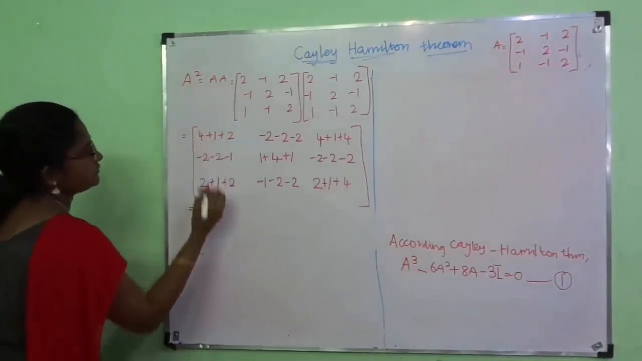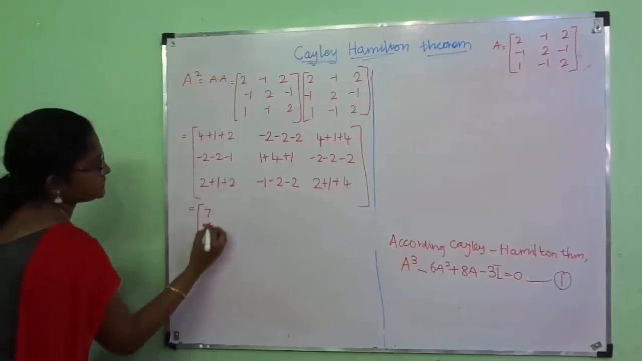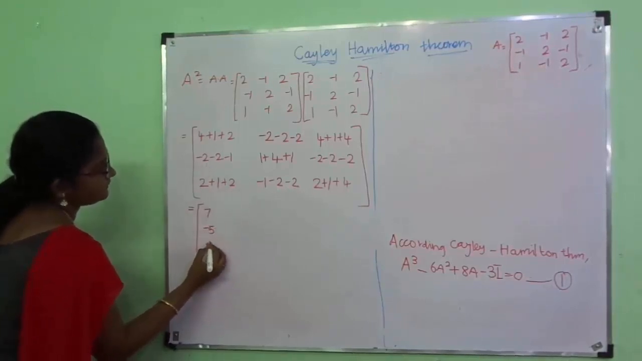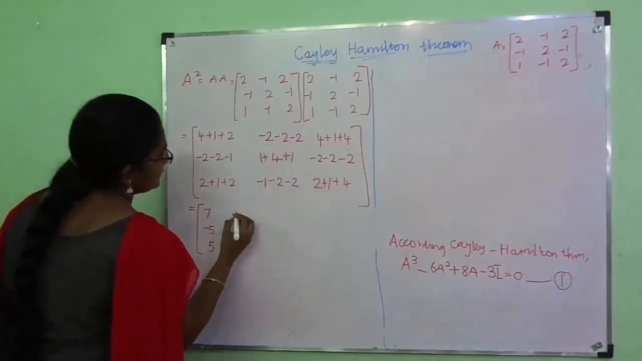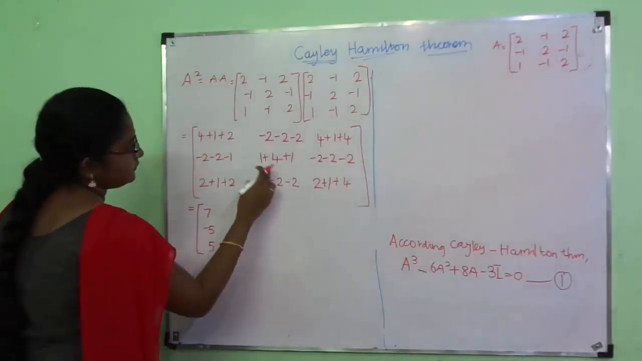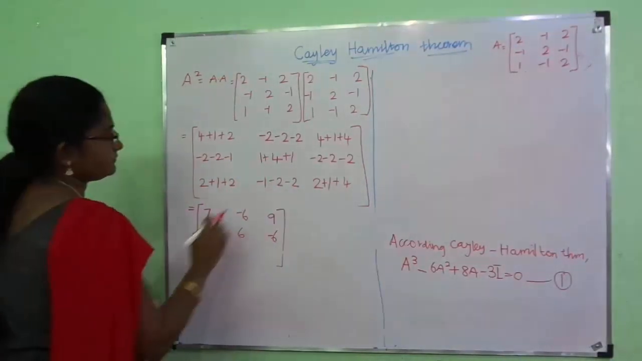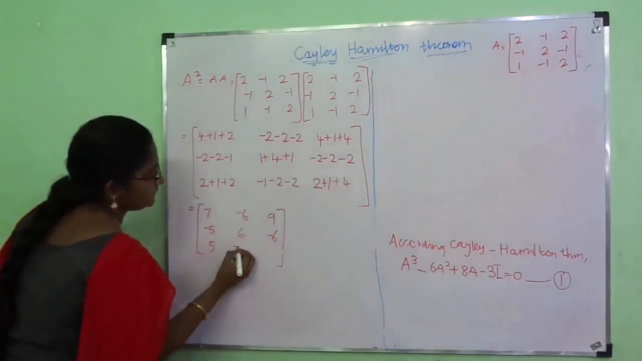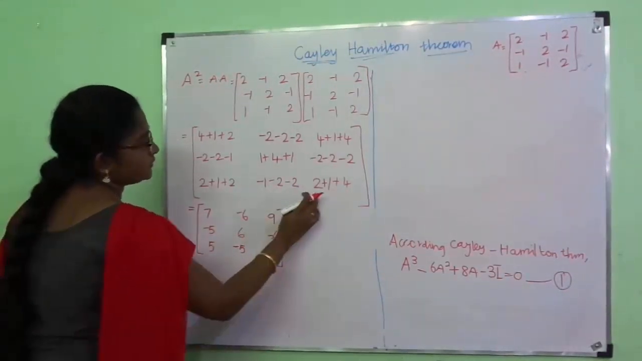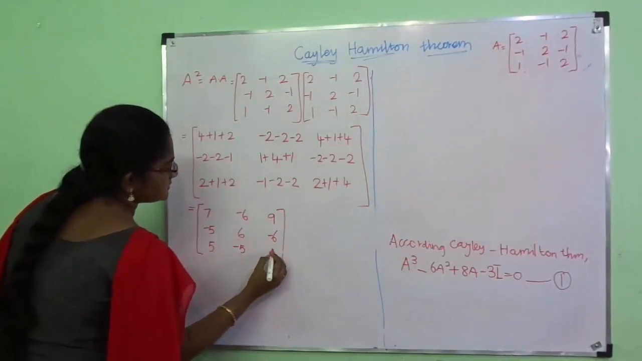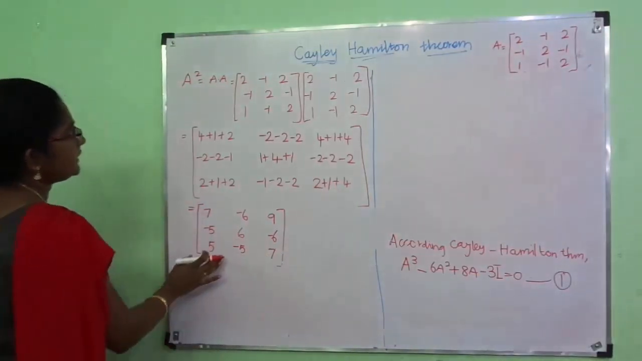4 plus 1 plus 2 we get 7, minus 5 plus 5, minus 2 minus 2 minus 2 minus 6, 4 plus 1 plus 1 is 6, minus 1 minus 2 minus 2 you get minus 5. Then 2 plus 1 plus 4 you get 7. This is the A square matrix.